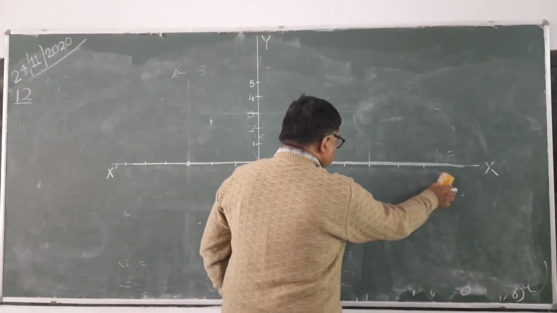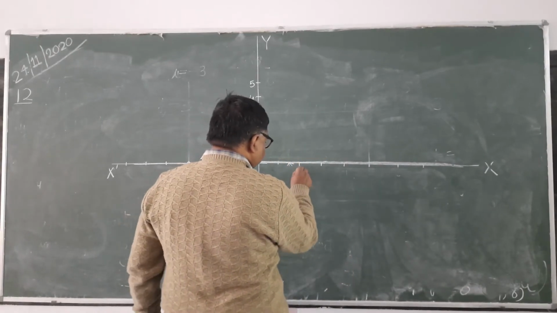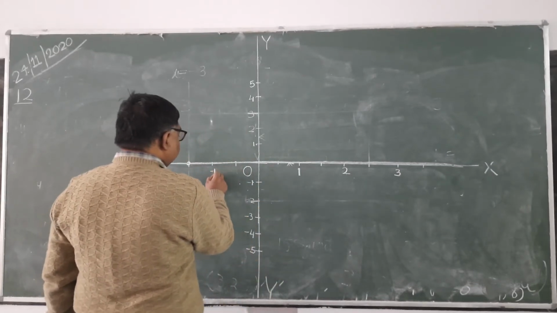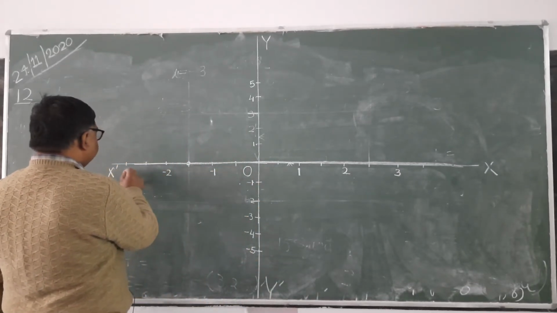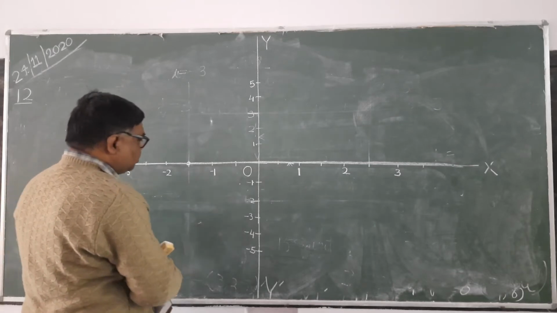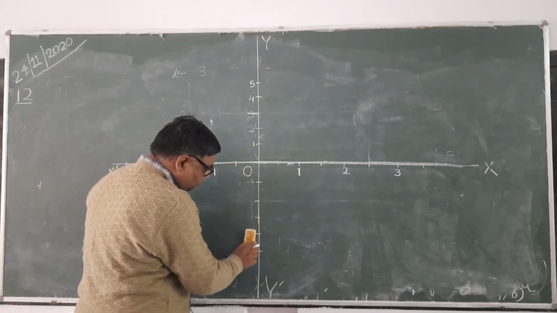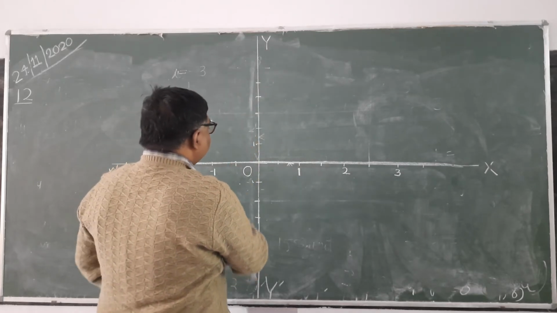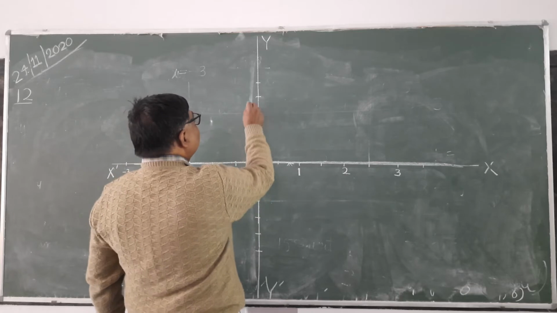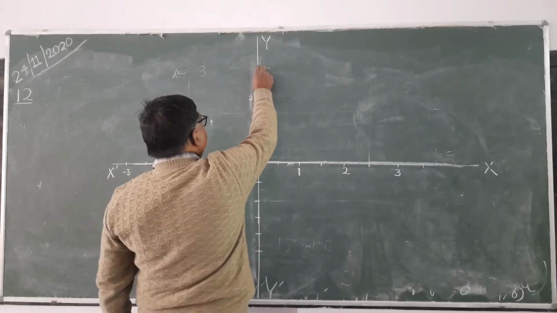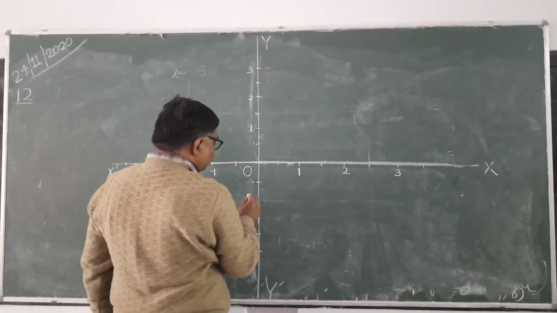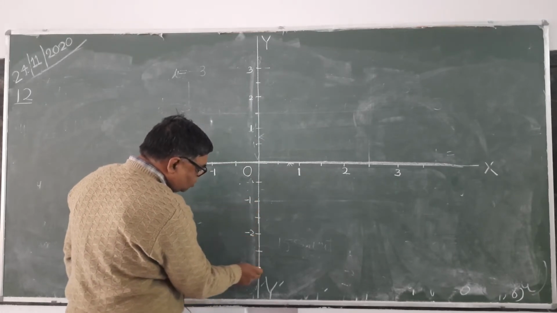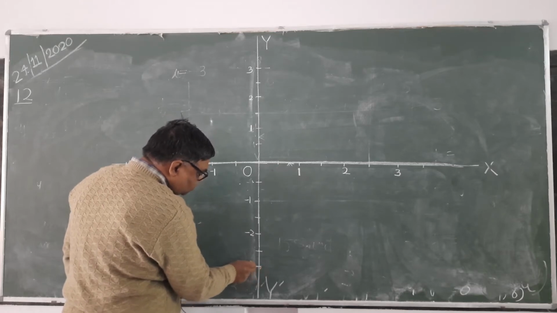Take 2 centimeter equals 1 unit, it means it is like this. On both axes you will take 1, 2, 3. Here it is minus 1, minus 2, minus 3. Similarly, on this side, it is 1, 2, 3, and minus 1, minus 2, minus 3.